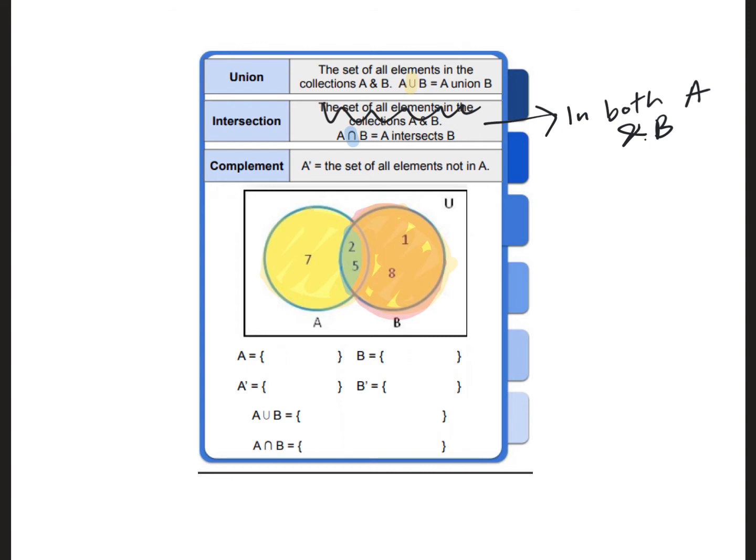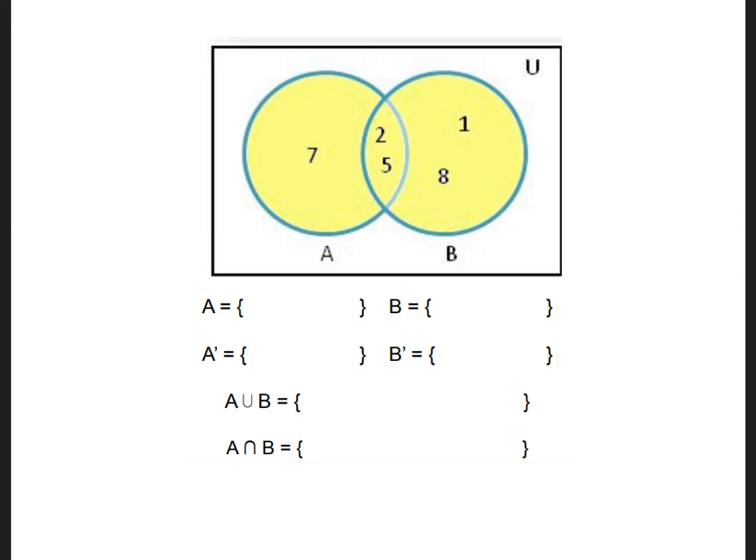All right, let's look at your actual example and talk about which elements are in which set. So for the first one, we're looking for A. Notice you have that blue outline around your circle A. So everything inside that blue line that I just highlighted is a member of set A. So we're going to have 2, 5, and 7. The order you list them in doesn't really matter. I just went from smallest to largest.